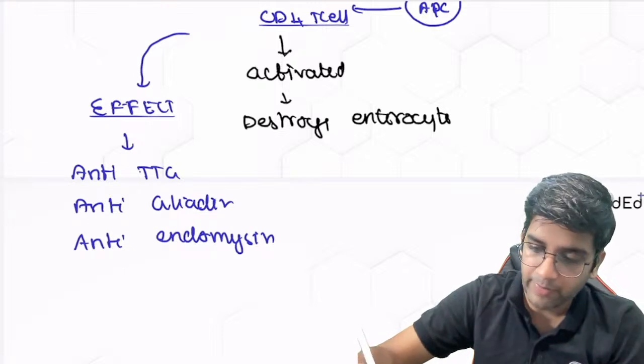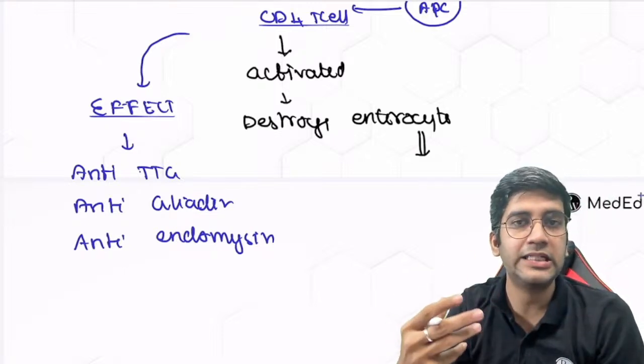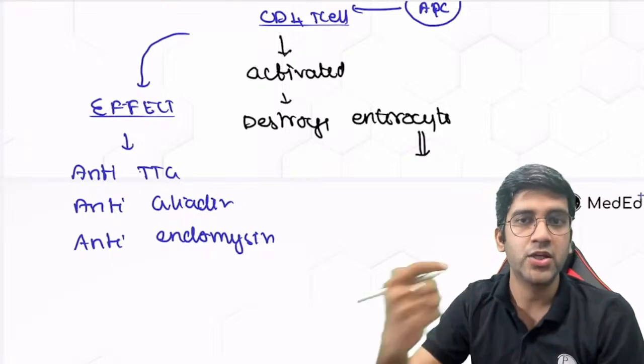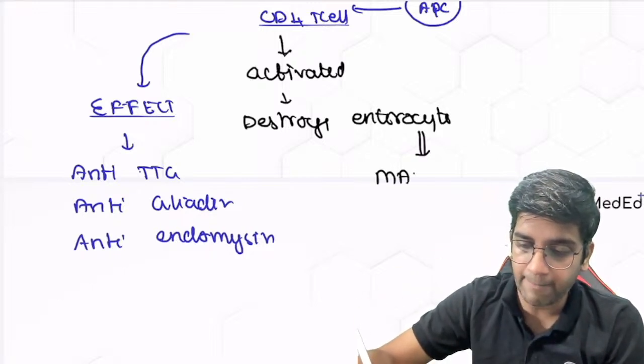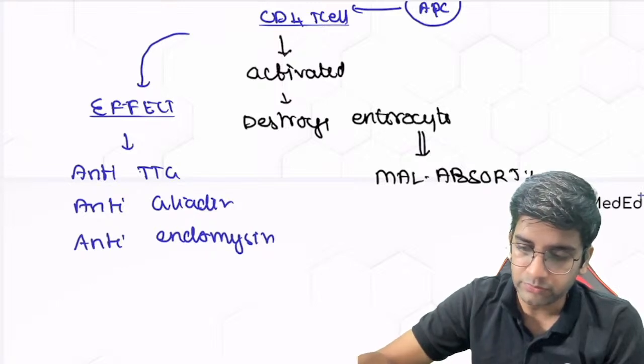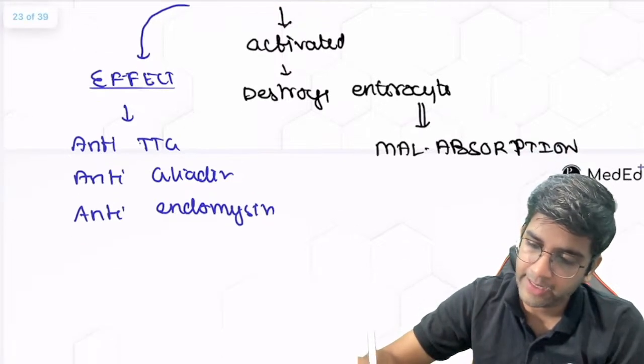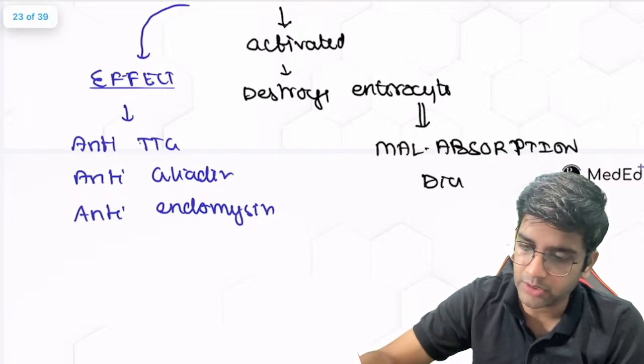Now here, I'm having destroyed enterocytes. If the enterocytes are destroyed, my intestine is not able to absorb things. So it ends up in malabsorption diarrhea. It causes malabsorption diarrhea.